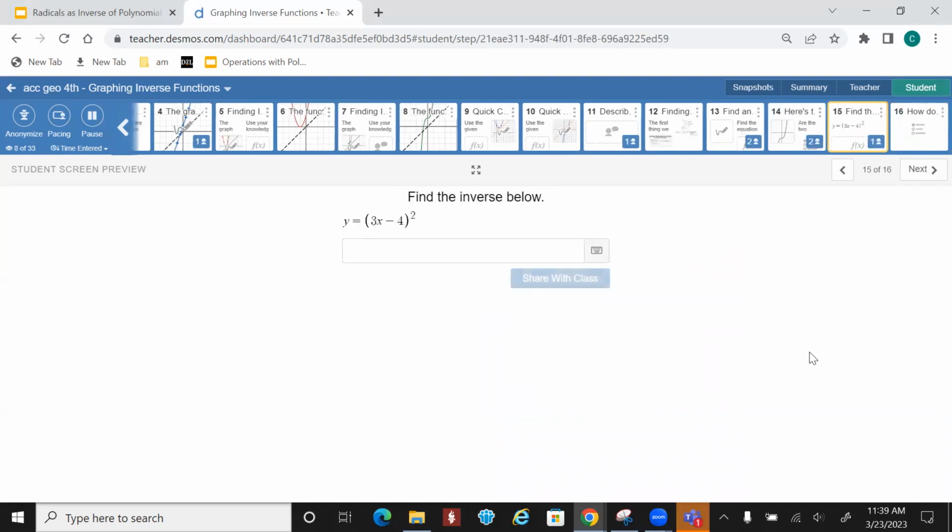Okay, so how would I find the inverse for this function? I'm on slide 15. I'm going to switch my x and y, right? And then I would solve for my y. I would get my y by itself. So what's the first thing I'm going to do with this one?